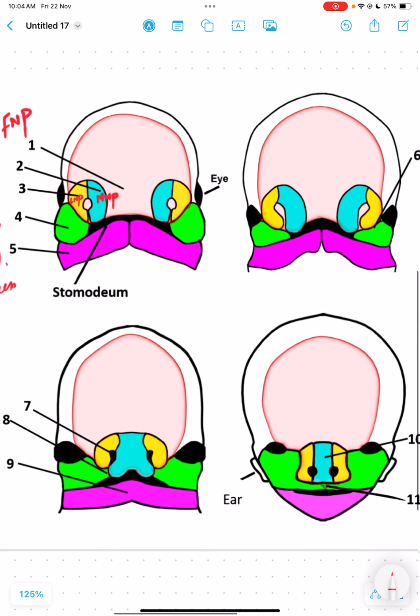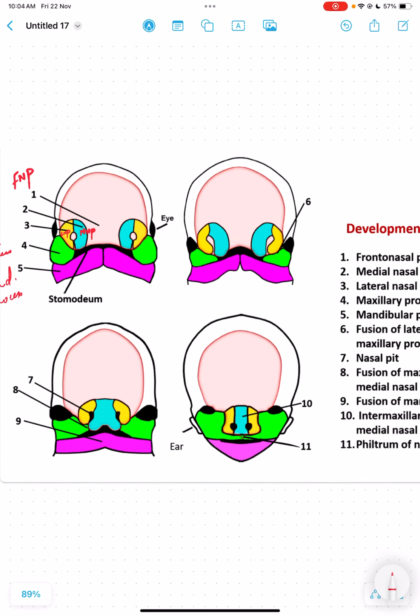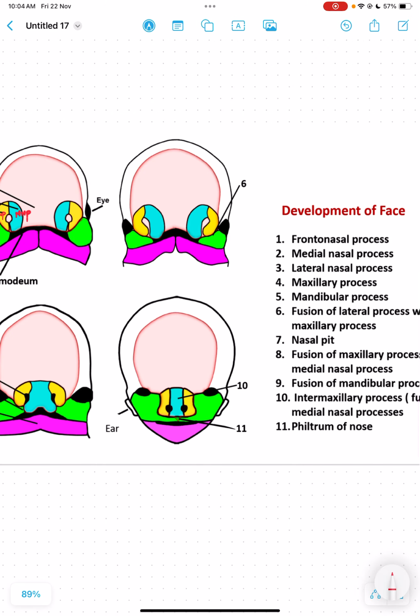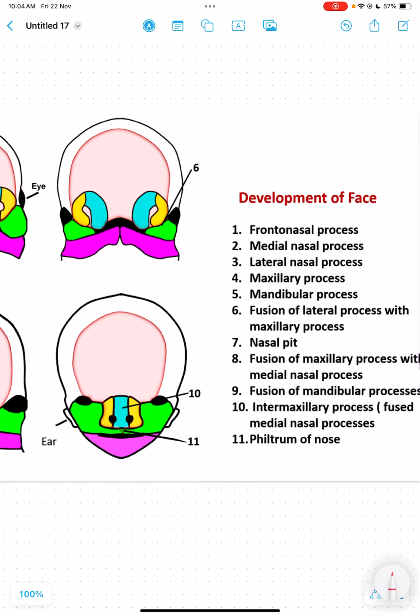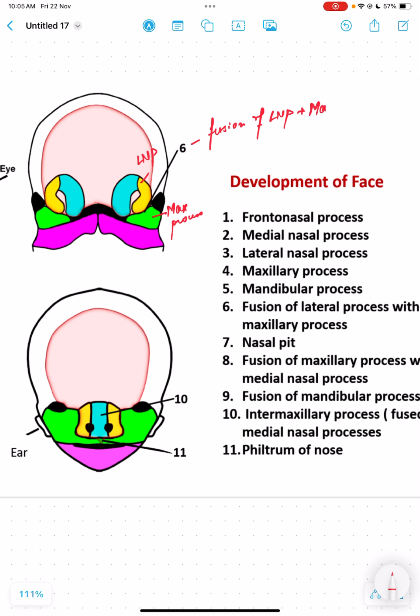In the center between the two medial nasal processes is our frontonasal process. Opposite to the medial nasal process we have the lateral nasal process. Below it we have our maxillary process and the mandibular processes. Now, what happened in the sixth diagram shown? There will be the fusion. This is our lateral nasal process and this is our maxillary process. Here it is shown the lateral nasal process fused with the maxillary process.